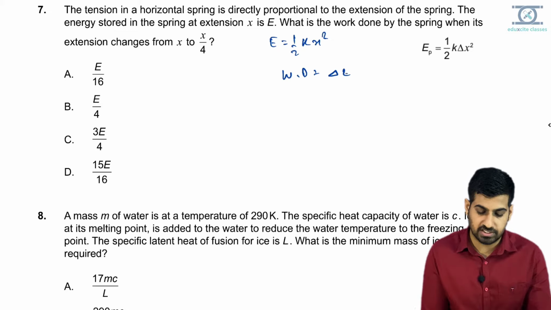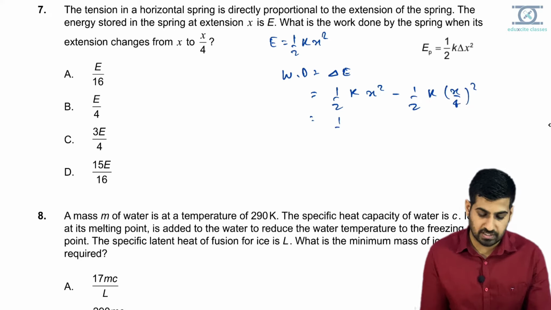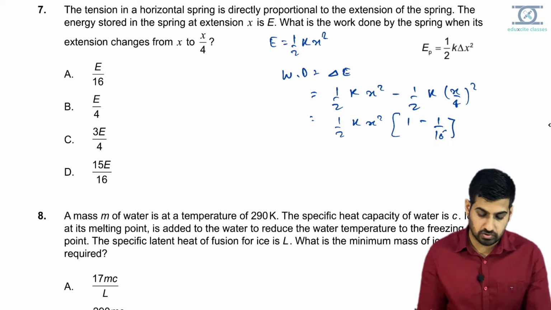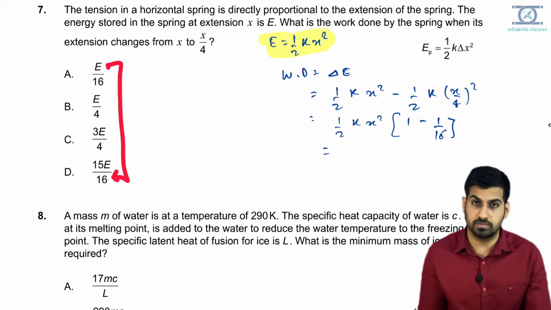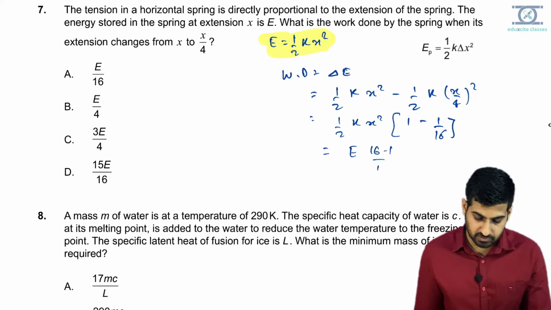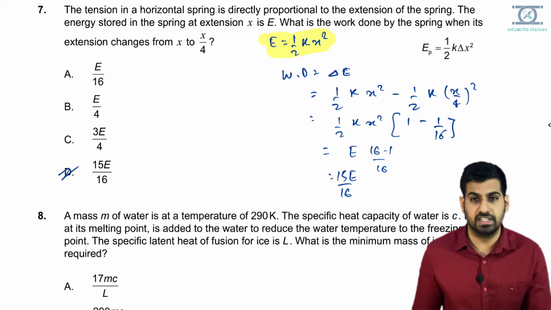Work done is equal to change in energy. So change in energy is half k x square minus half k (x by 4) square. Solving this, taking half k x square common, I will get 1 minus (1 by 4) whole square, so 1 minus 1 by 16. Solving this you will get 15 by 16, and half k x square can be written as E because half k x square is given in the question as E, as the answers are given in terms of E. So I can write E into (16 minus 1) upon 16, that is nothing but 15E by 16, that is option D is the right answer.